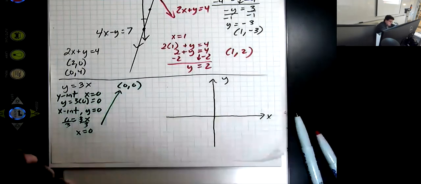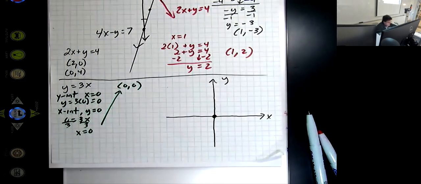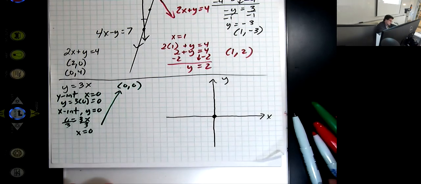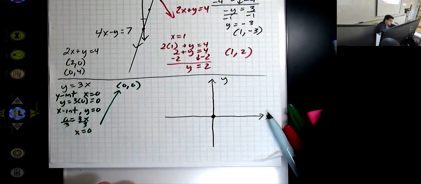Right smack dab in the center. So I only got 1 point. I want to have 3 points. So maybe let's do -1 and +1. Let's try out -1 and +1, see what we get for values.